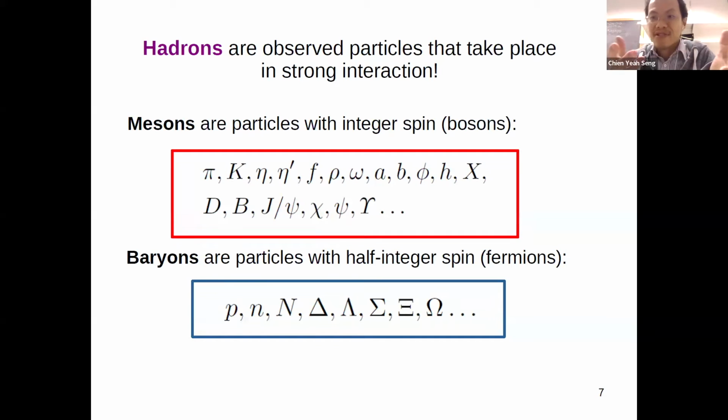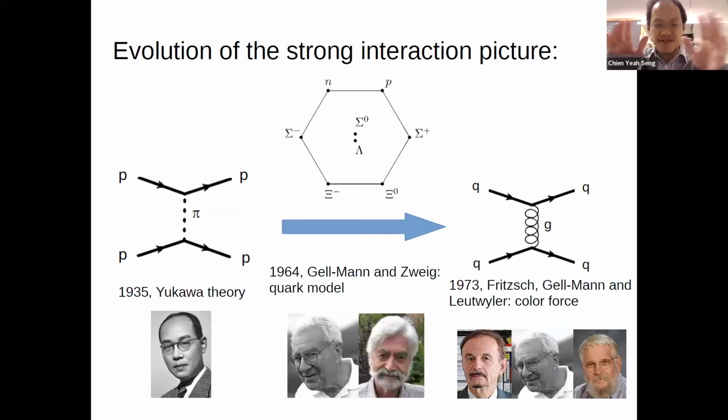Unlike leptons such as electron, muon, and tauon, of which there are only a few, we have found a lot of hadrons, many tens and hundreds of them. So in the early days of the study of the strong interaction, it was a whole mess. We didn't understand why there are so many hadrons and what the fundamental theory of the strong interaction is. So this is a very sketchy and very rough history of the evolution of the strong interaction picture.